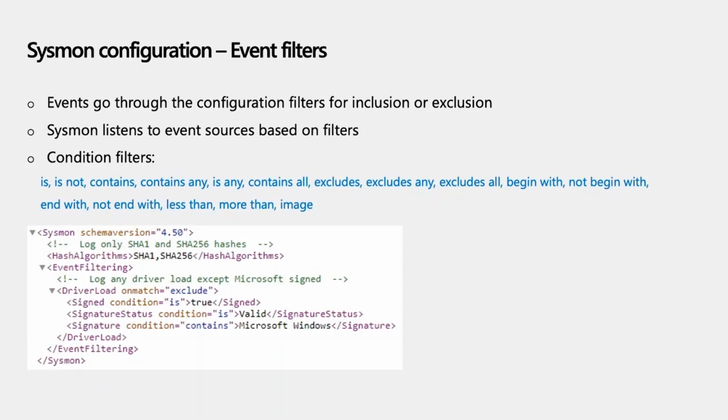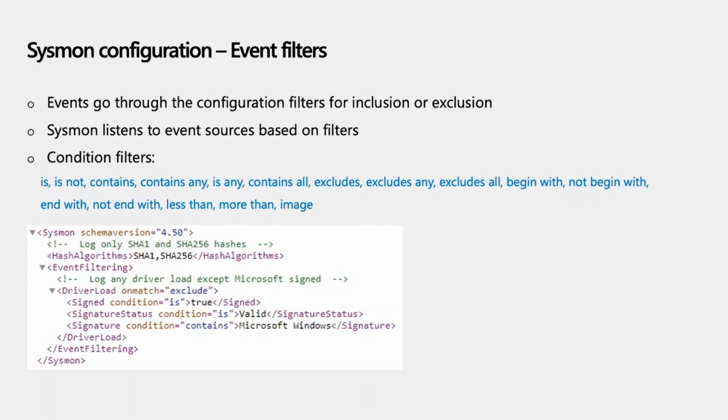We try to make it as easy to use and as useful as possible. I provide an example of a configuration here where we decided we're going to collect the hashes for images for SHA-1 and SHA-256. When a driver load event happens, if that driver is signed, the signature is valid, and the signature contains Microsoft Windows, we're going to discard these events. Any other driver load events will be logged, but those ones will be discarded. That allows you to define: I don't care about loading of Microsoft Windows drivers, but I care about anything else. That allows you to scale your environment based on the noise you see in your environment. You can tweak that.